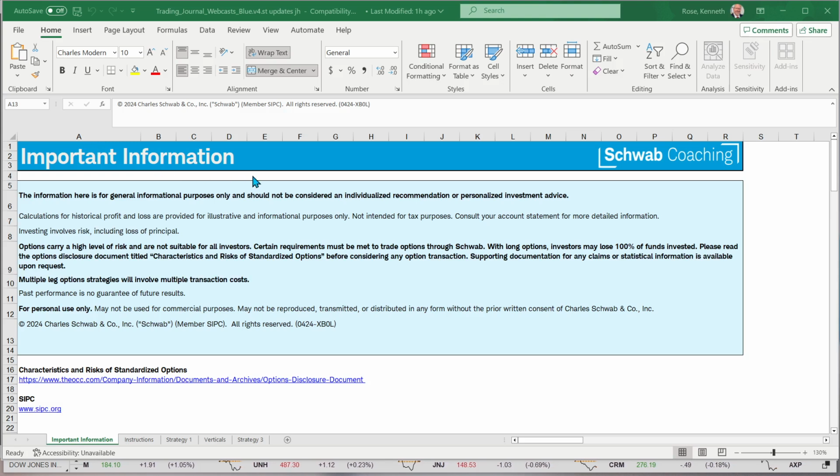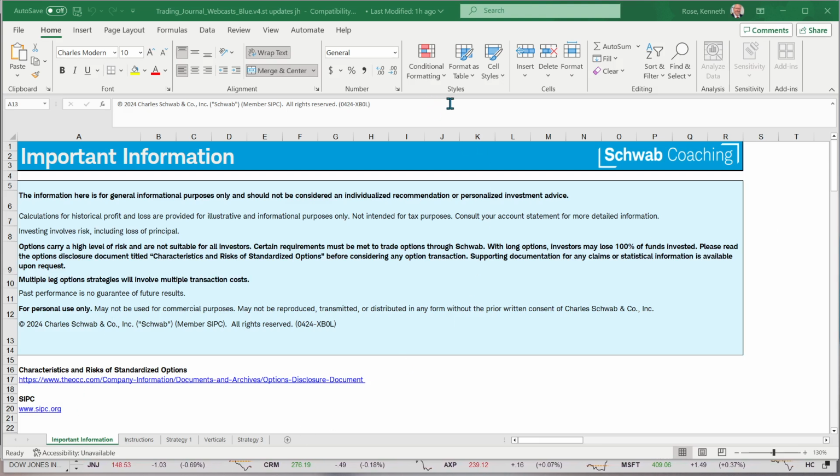So to begin with, just some important information to take into consideration here. The information here is for general informational purposes only and should not be considered an individualized recommendation or personalized investment advice. Calculations for historical profit and loss are provided for illustrative and informational purposes only. Keep in mind that investing does involve risk, including the loss of principal. Options carry a high level of risk and are not suitable for all investors. Multiple leg option strategies will involve multiple transaction costs. Past performance is no guarantee of future results. And this trading journal is for personal use only, so keep that in mind. That's here under our important information.